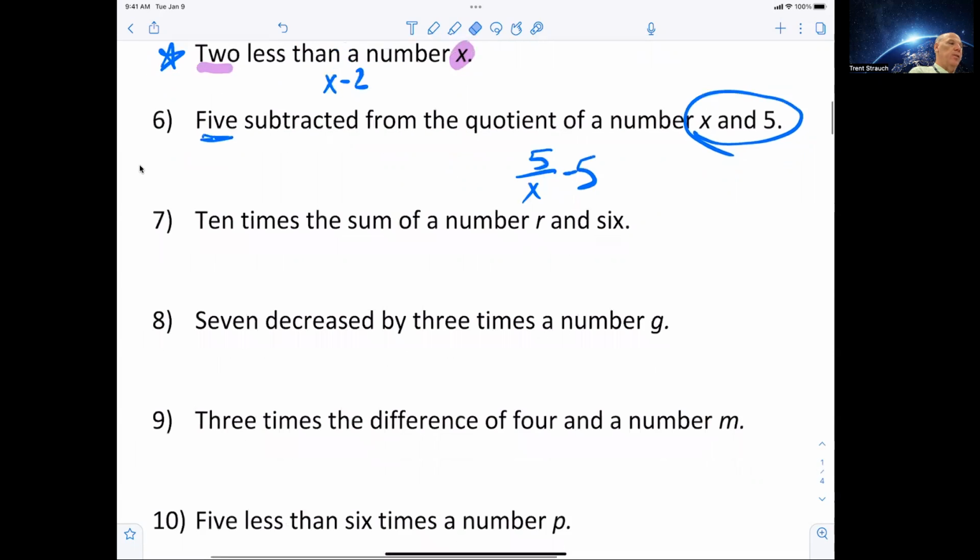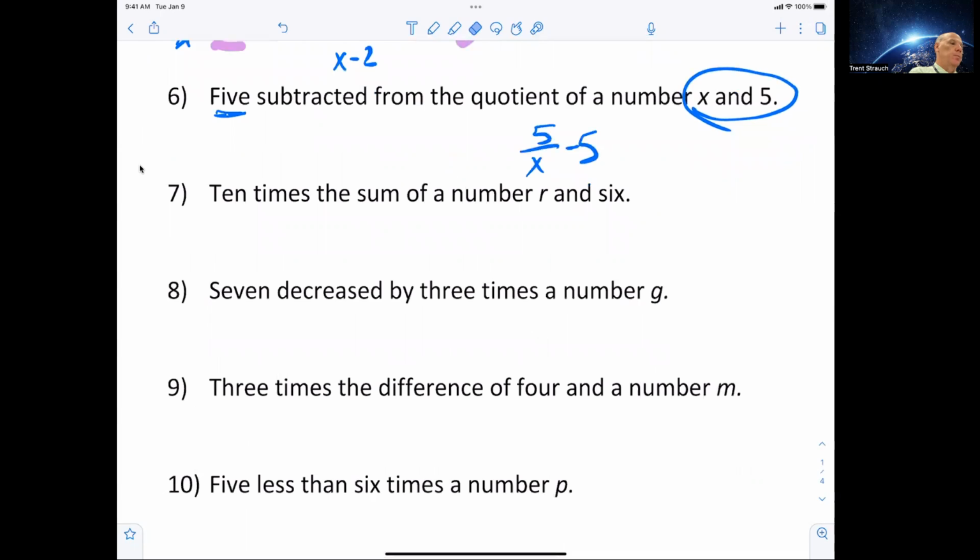All right, number 7. You got the tough one. 10 parentheses R. There you go. Thank you for remembering that. 10 parentheses, what? R plus 6. R plus 6. Beautiful. Now, how do we know parentheses? I told you last year, you know parentheses when there's 2 operations in a row. We're multiplying and we're adding. You can't do that simultaneously. So that's why you need the parentheses. All right, if you forgot that, make yourself a little note, please. All right, 2 operations in a row.